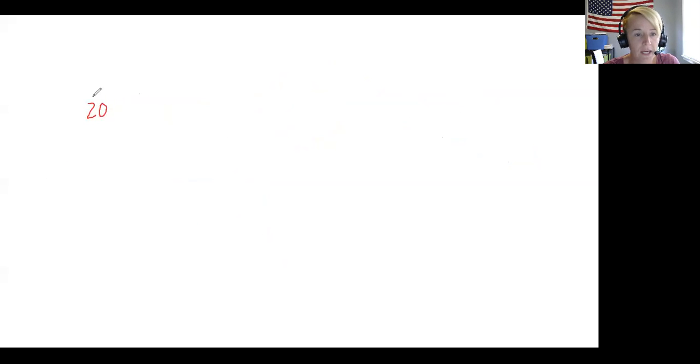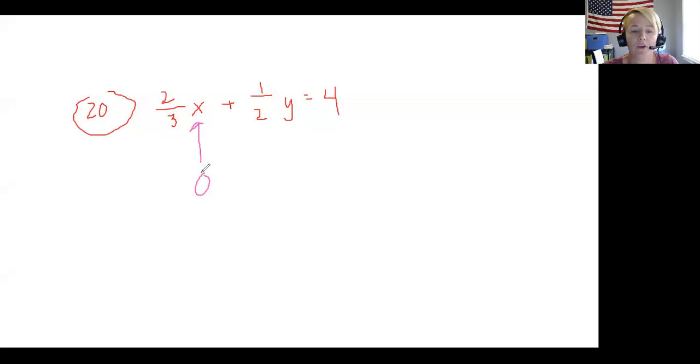So for 20, when you have this line, 2/3 x plus 1/2 y equals 4, the first thing you're going to do is make x equals 0 and solve the problem. You're going to end up with a y equals something. And then that point is going to be 0 and whatever y equals.